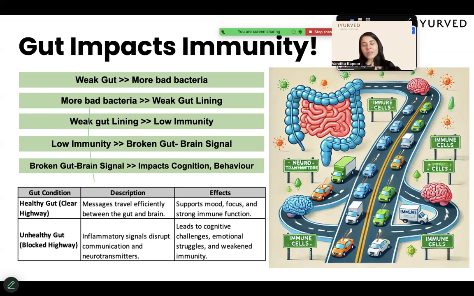But what if there is traffic jam in this highway? What if it gets blocked? Then the signals are not going to each other as smoothly, which means your child will face a lot of tantrums, aggression, low immunity, definitely also lack of focus, lack of learning. So low cognition will happen.